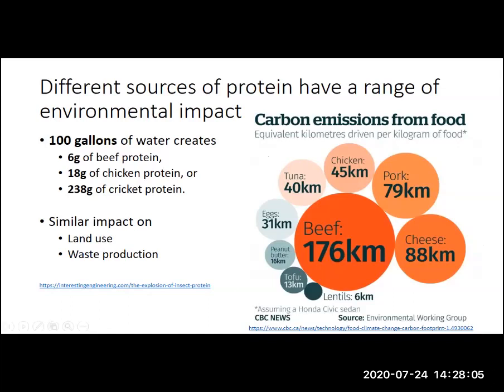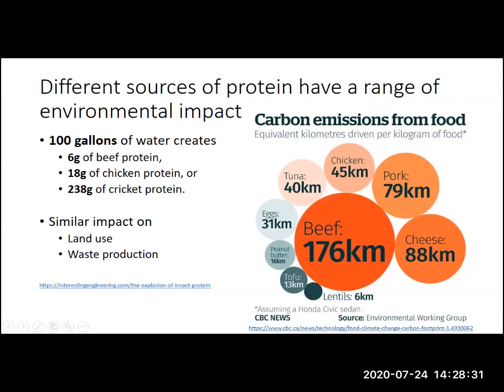100 gallons of water is only going to be used to create about 6 grams of beef protein. So that's not very efficient. That's a whole lot of water, especially in regions that may be exposed to drought or limited water resources. It's not very efficient to use that water to produce beef protein. A little bit better if we take a look at chickens. Chickens are about 3 times more efficient than beef.